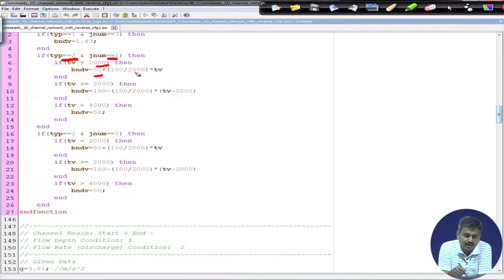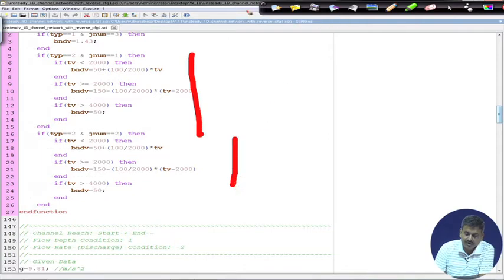Then it is type 2 and junction number 1, if TV is less than 2000, then starting from 50, 50 plus 100 divided by 2000 into TV, because it is ranging from 50 to 150. If TV is greater than or equal to 2000, then 150, which is the maximum value, minus 100 divided by 2000 into TV minus 2000, and if TV is greater than 4000, then this is fixed value 50 meter cube per second. The same thing is specified for junction number 2, which is again a boundary junction.